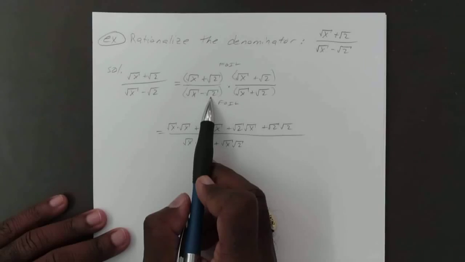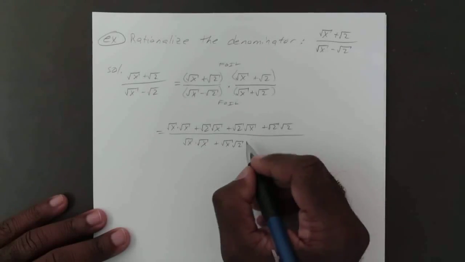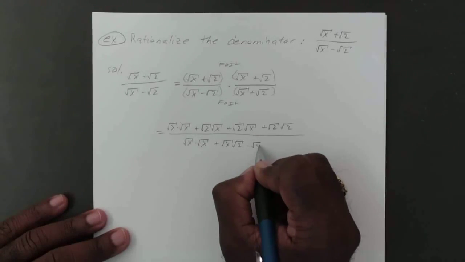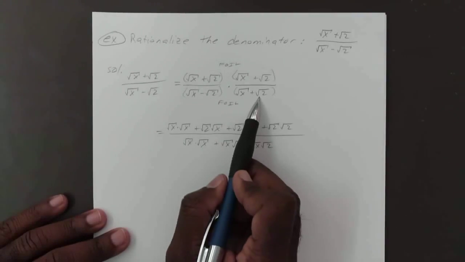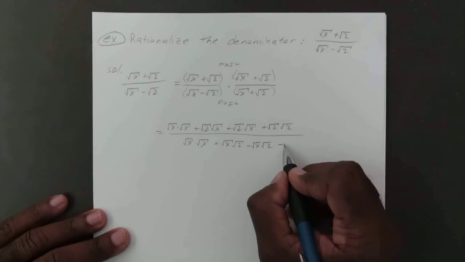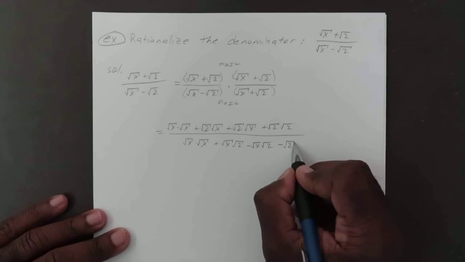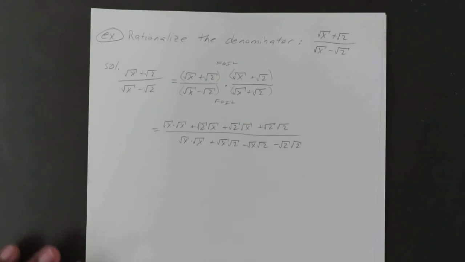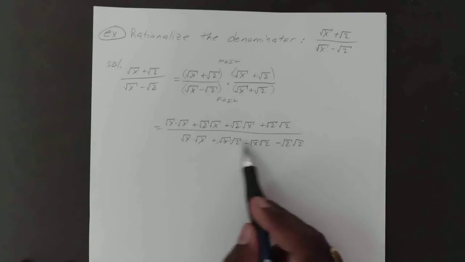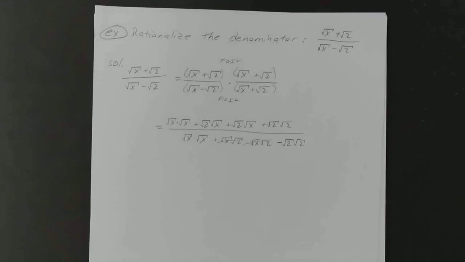Your inner, negative square root of 2 times square root of x. And your last, negative times positive square root of 2. Negative square root of 2 times positive square root of 2. Okay, so you can see in your denominator, those two disappear. They're opposite, so they cancel each other out.